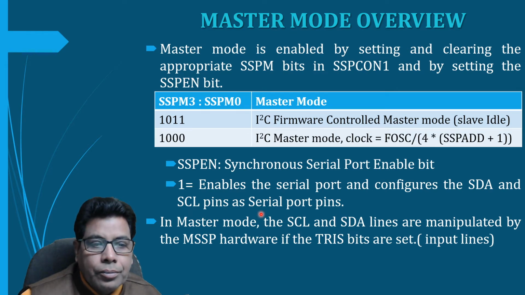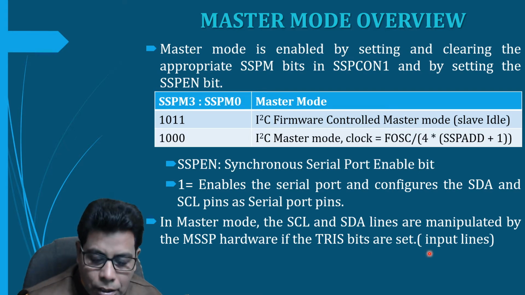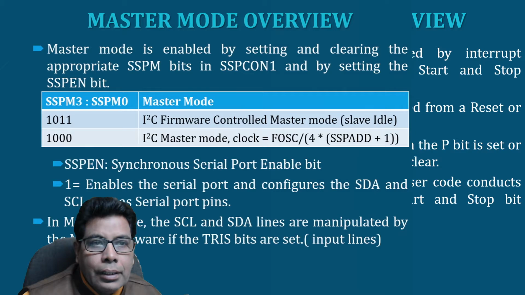And in the MSSP hardware, the TRIS, that is the data direction bits, if they are equal to 1, then the lines will be set as input lines. So both the lines, the SCL serial clock and the SDA serial data, will be input. So then let us go further.